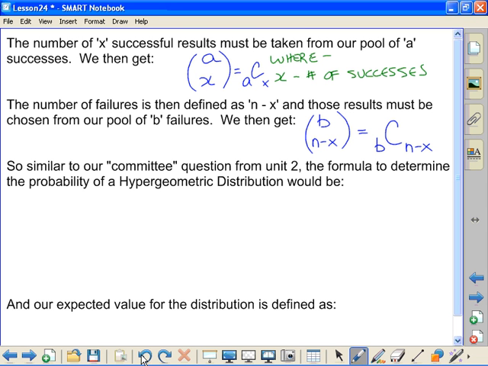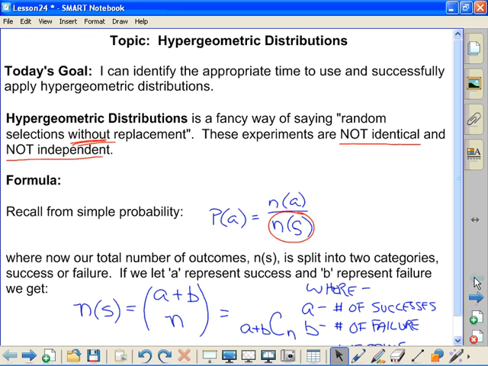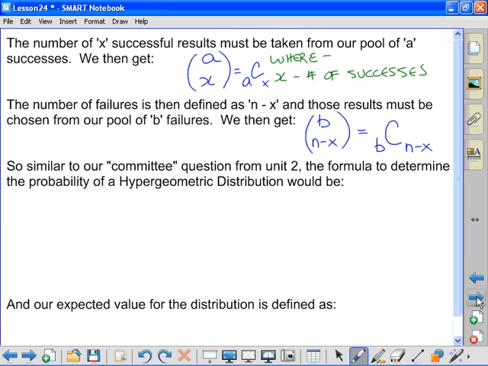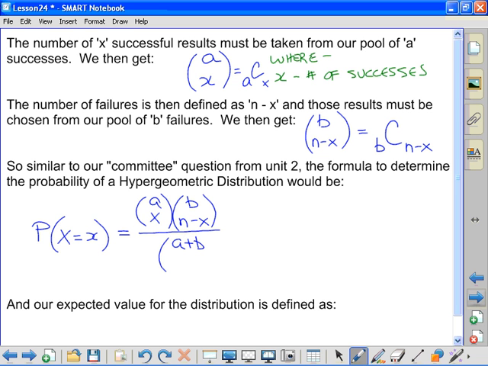Okay, so our final formula then, going back to the original one that I talked about, everything always stems back to this formula here, basic probability. It now looks like this. Because it's a distribution, we're talking about the new notation. So, random variable equals particular value. And that formula will be A choose X, so that's the number of successes I'm looking for, times B choose n minus X, divided by A plus B choose n.